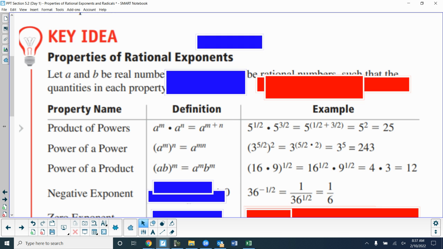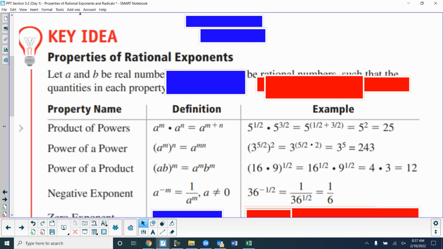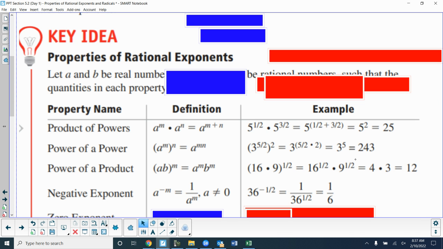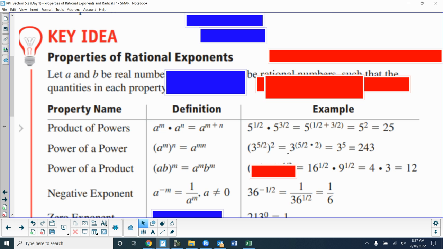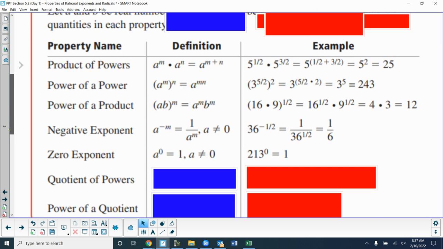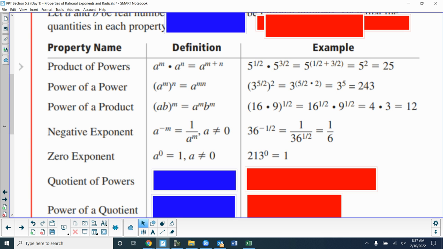Negative exponents. Move it to the denominator, right? That makes sure your base is not 0. So 36 to the negative 1/2 power is like 1 over 36 to the 1/2. Remember, the 1/2 power is the square root, so the square root of 36 is 6. So it becomes 1/6. Zero exponent. Whenever the exponent is 0, what's the answer? Not 0, 1, right?